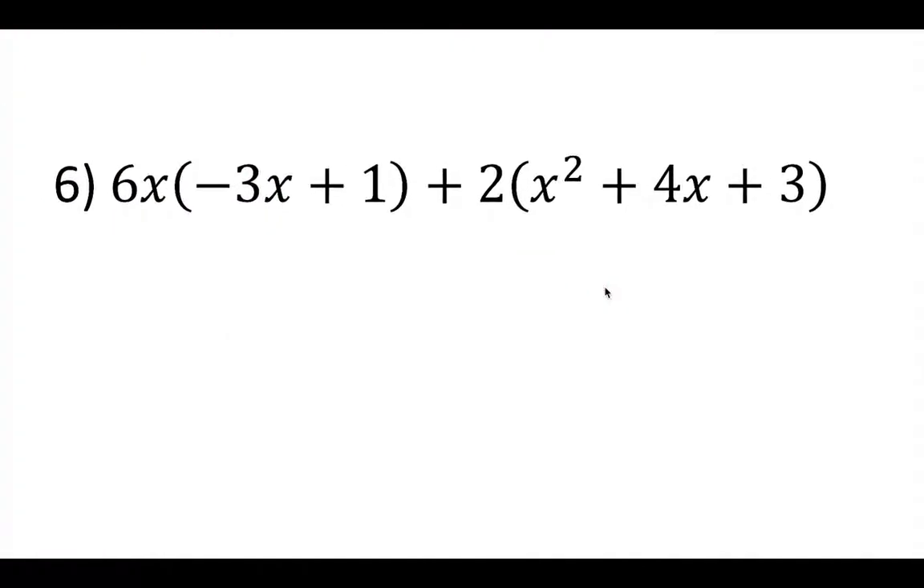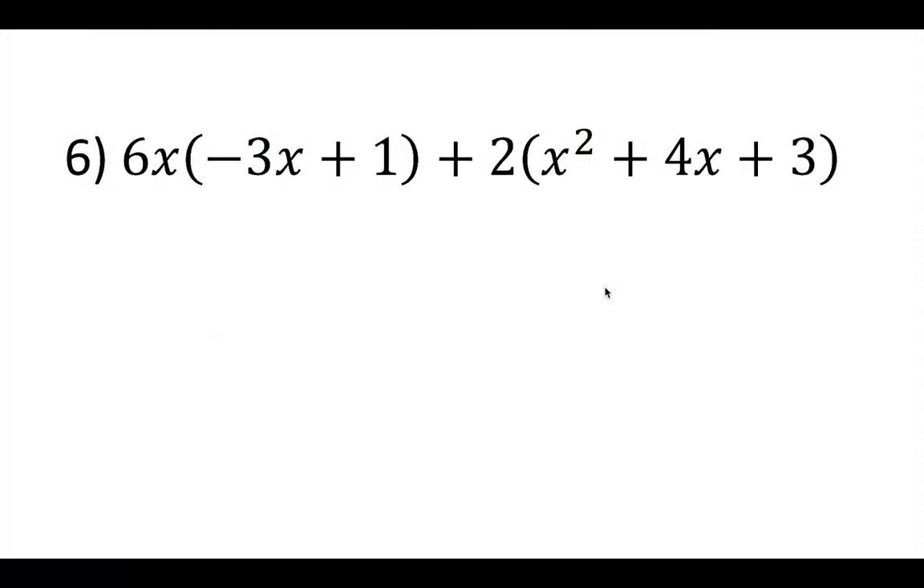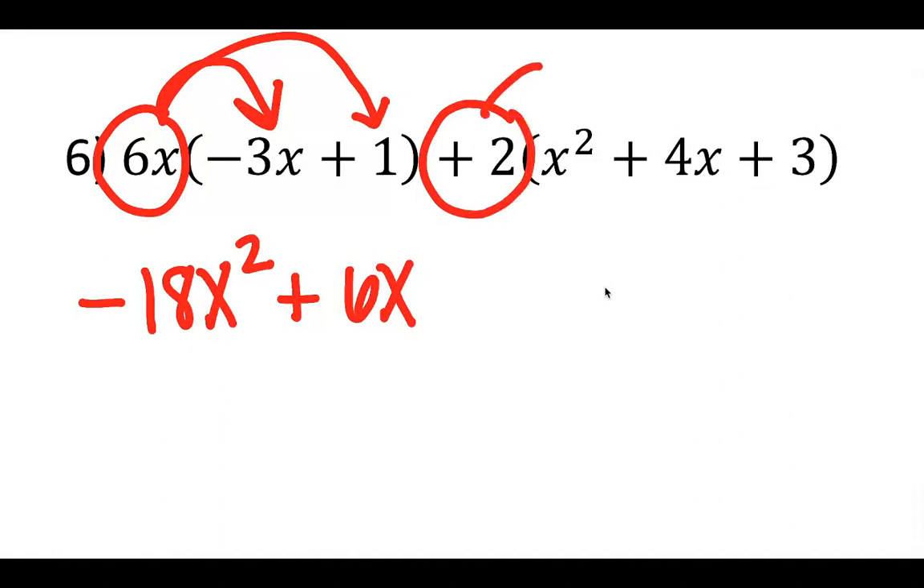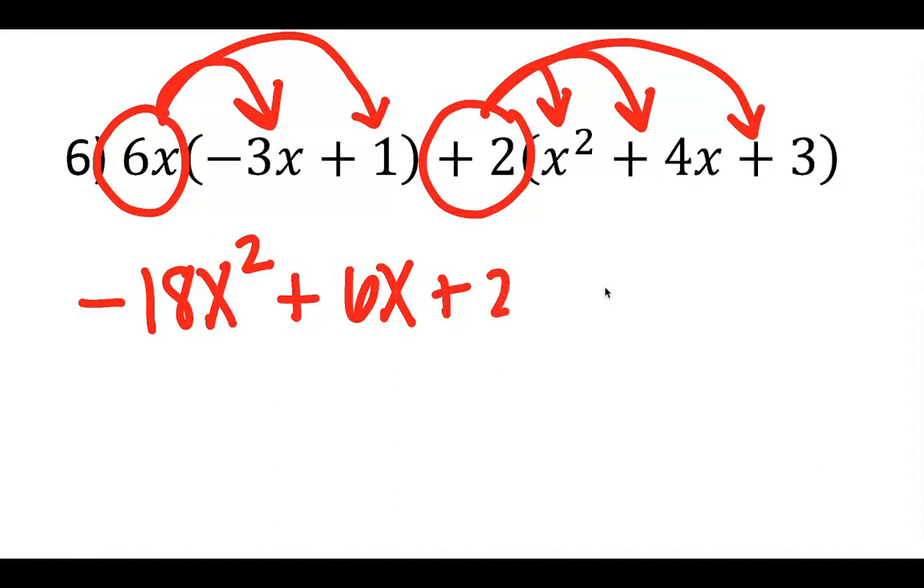Okay, so this one, same thing. This 6x goes to everything inside of here. Now remember our monomial rules, 6x times negative 3x. Multiply your numbers. 6 times negative 3 is negative 18. Keep your base, and I've got 2 of them, so it's x squared. 6x times 1 is just 6x. Same thing over here. Take this 2, multiply it by everything inside, and I'm left with 2x squared plus 8x plus 6.